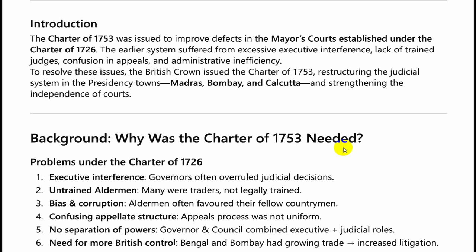Also, due to administrative inefficiency, a lot of corruption charges were made against the governor and the mayor's courts. Now, to resolve these issues, the British Crown issued the Charter of 1753. This was introduced to bring in judicial reforms in the presidency towns of Madras, Bombay and Calcutta, and also to make the courts independent.